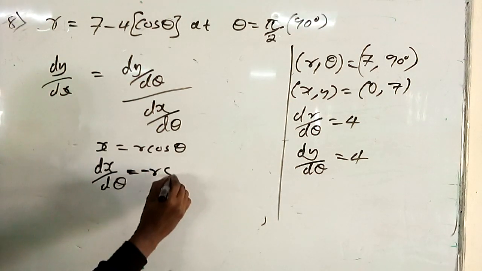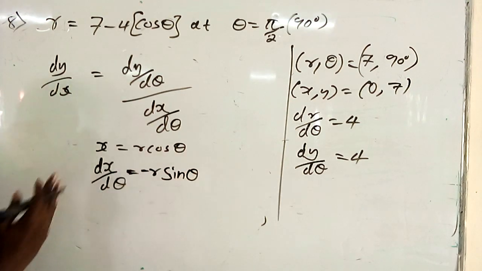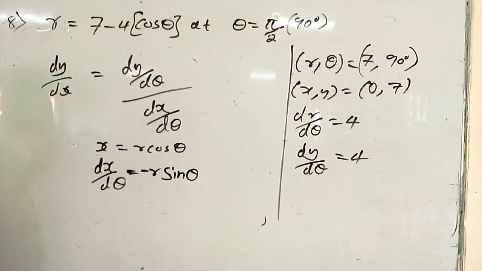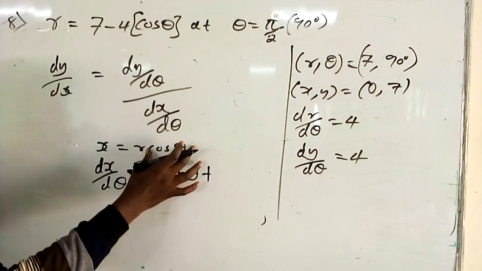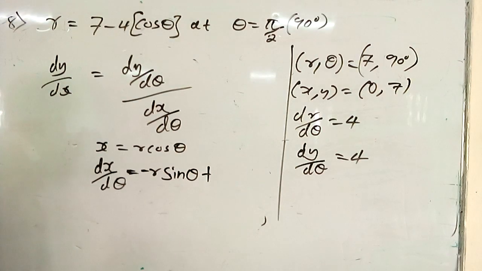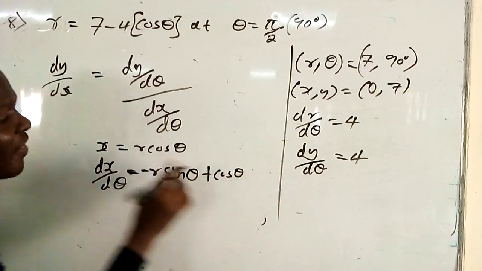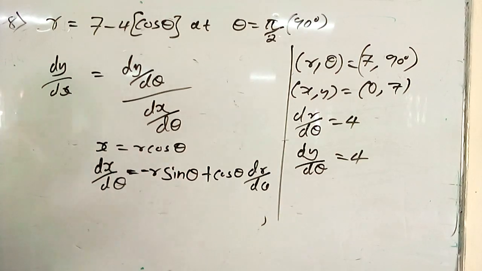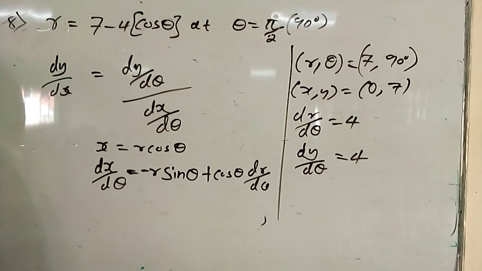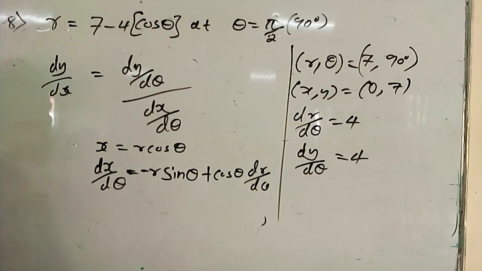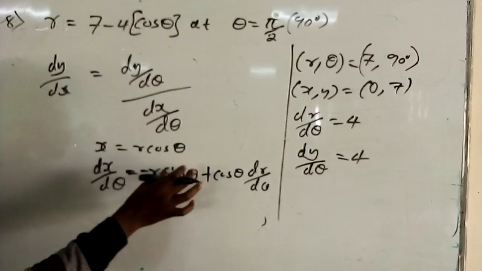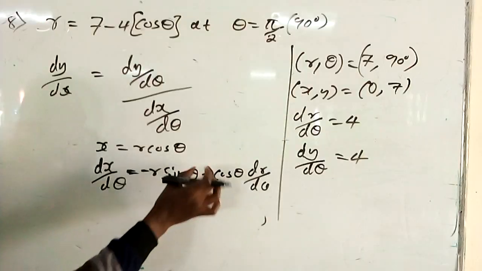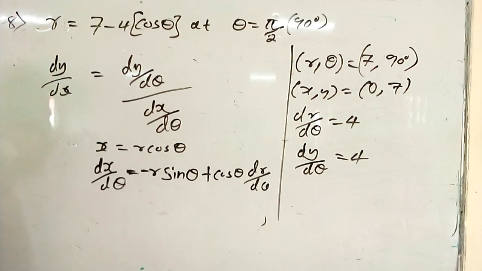So you now have negative r sine theta, because you took r as a step as you differentiate the other. Then plus, you now take the cos theta step and you differentiate r. If we differentiate r, we get dr over dtheta, because differentiating r gives 1. But which derivative do you remain with? You are differentiating an r variable with respect to a theta variable, so you remain with dr over dtheta. Here you are differentiating theta with respect to theta, so you remain with dtheta over dtheta, which is 1.